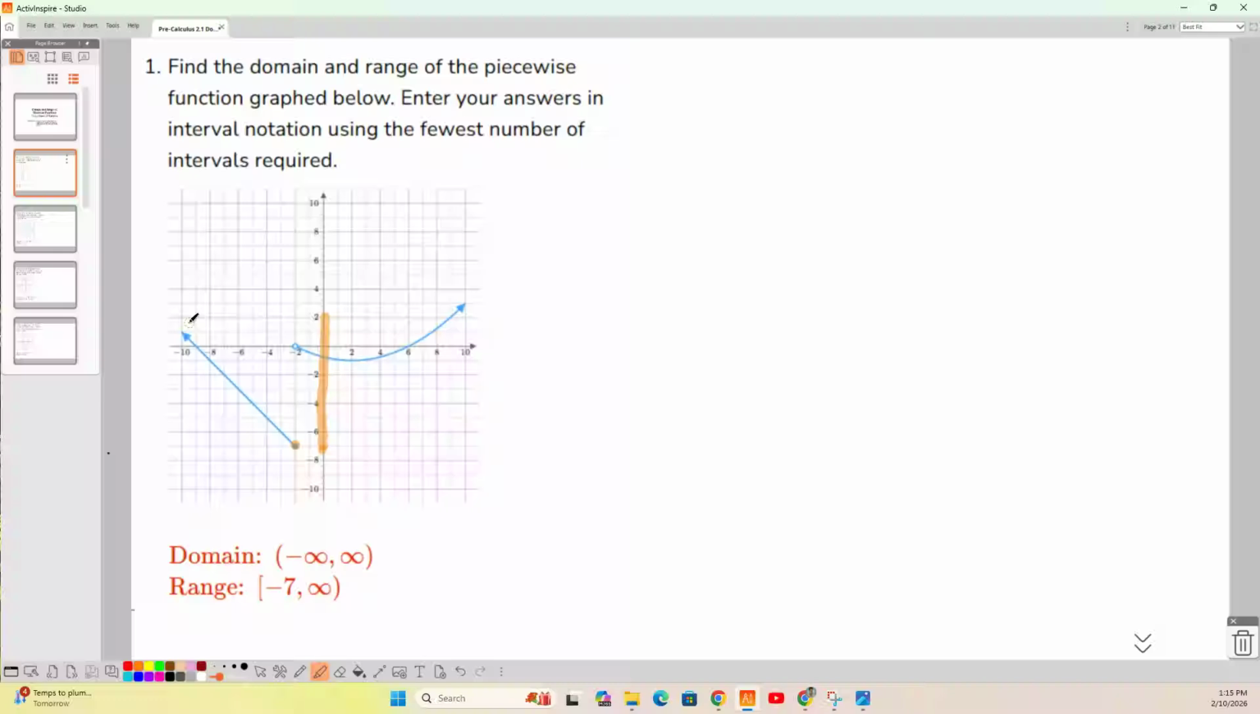And because these ends have arrows and the ends are pointing up, that means that the graph is going to continue up forever. And because there is a closed circle at the y value of -7, instead of an open circle, we're including the y of -7. So we use a bracket, and then we're going to infinity.